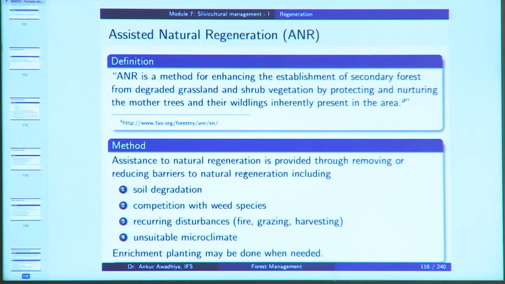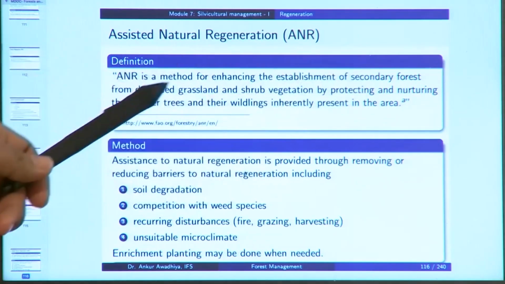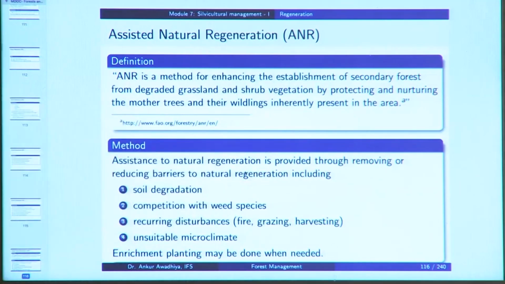Next, we have assisted natural regeneration. It is a method for enhancing the establishment of a secondary forest from degraded grassland and shrub vegetation by protecting and nurturing the mother trees and their wildlings inherently present in the area. So, what you are doing is protecting and nurturing not only the mother trees, but also their wildlings. Now, what kind of assistance do you give?